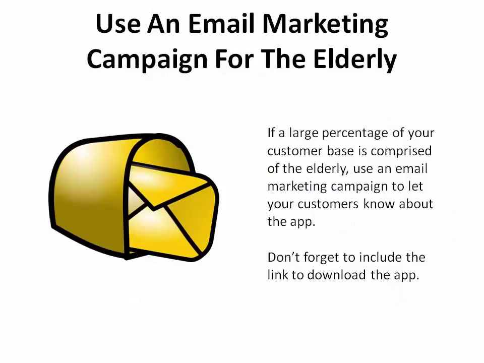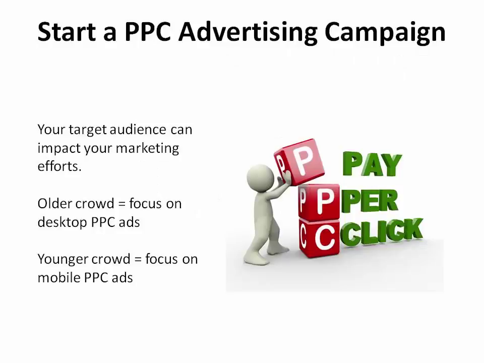If a large percentage of your customer base is comprised of the elderly, then use an email marketing campaign to let your customers know about your app. The email that you send out should include a link to the download location for the app. The next step is to start a PPC advertising campaign. Again, your target audience can impact your marketing efforts. With an older crowd, you'll want to focus on desktop PPC ads. For younger customers, you can focus on mobile PPC ads.